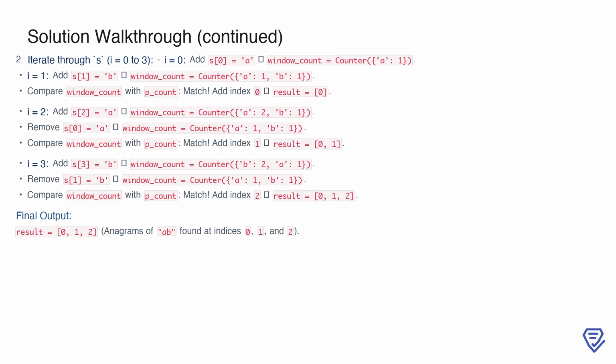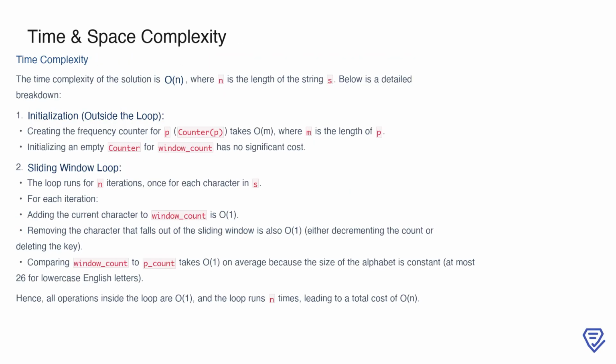At index 3, we add B, resulting in A1, B2. Then we remove B, giving us A1, B1, which matches P_count again. We add 2 to result, making it 0, 1, 2. After finishing the iteration, our final result is 0, 1, 2, showing that anagrams of AB are found at indices 0, 1, and 2. The time complexity of this solution is O(n), where n represents the length of the string S.